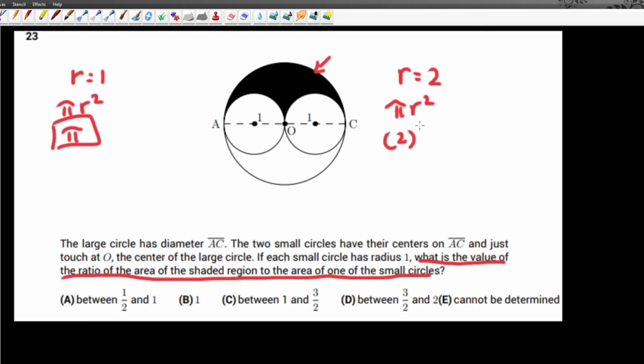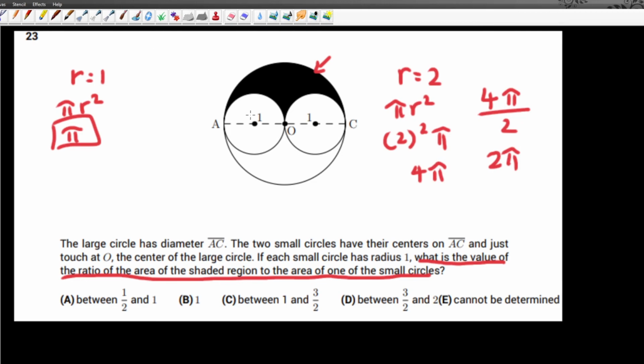This time it is 2 squared times pi, which is equal to 4 pi, and then we have to divide by 2 because we only want half of it. 4 pi divided by 2 is equal to 2 pi. But then we also notice that we have to subtract the area of the smaller circle from it.